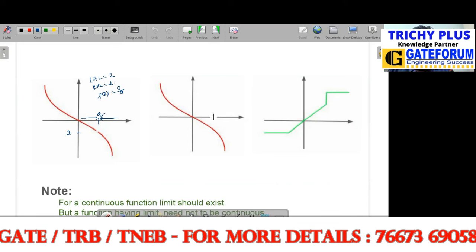At this point again, this is a B point. So tell me whether the function is continuous or not.